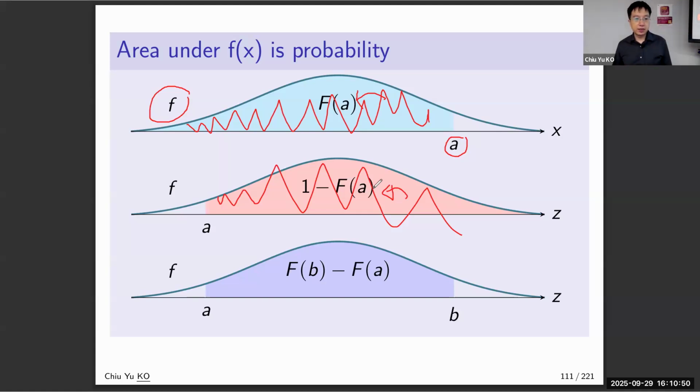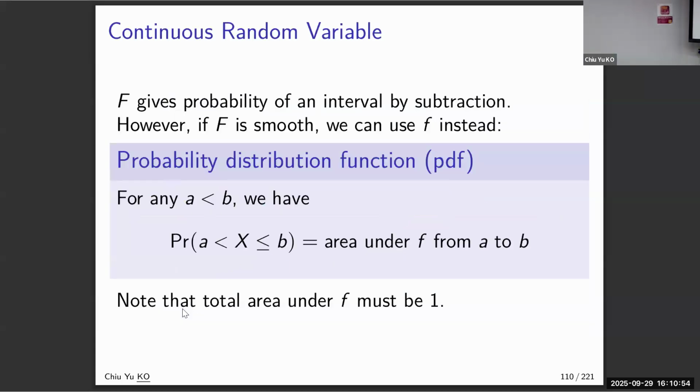So that is the idea. That's why I write down here: the probability between A and B will be the area under F from A to B. Okay? That is the calculus idea. But we don't use calculus, so we just define it directly as the area under F from A to B, okay?